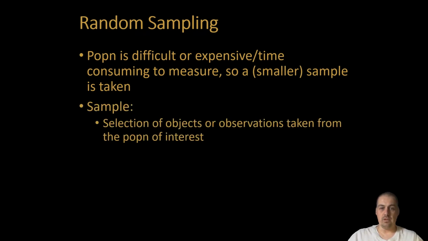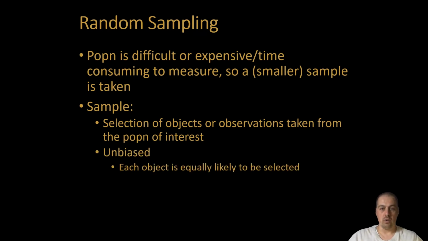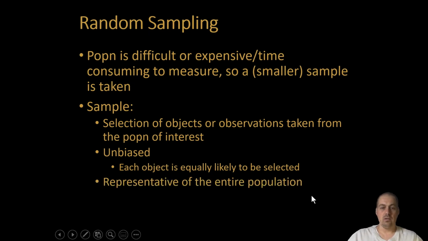So the definition of a sample is a selection of objects or observations taken from the population of interest. Two very important things that you must remember or try to accomplish when taking a sample is that it should be unbiased, so each object or organism should be equally likely to be selected. And your sample should be representative of the entire population. So I'm going to go through a little example which illustrates these points.